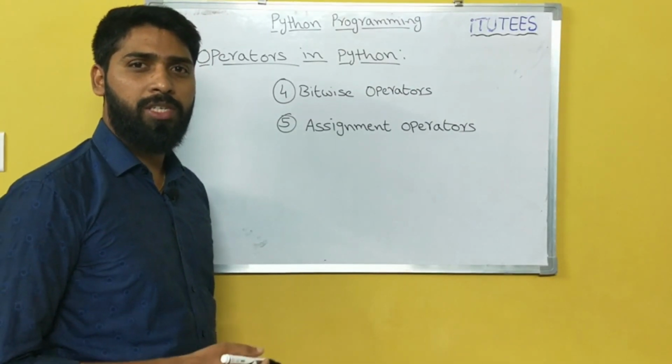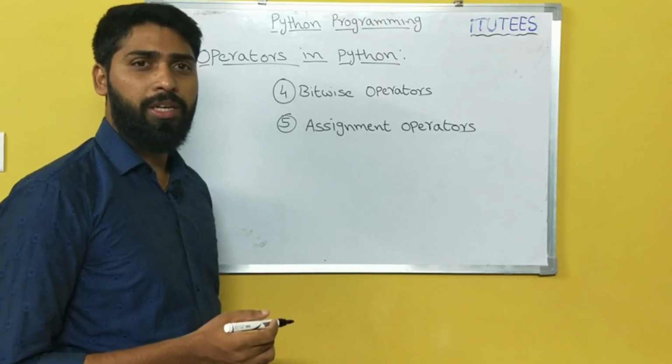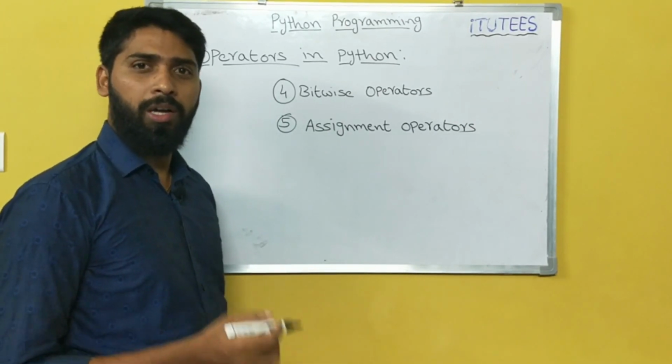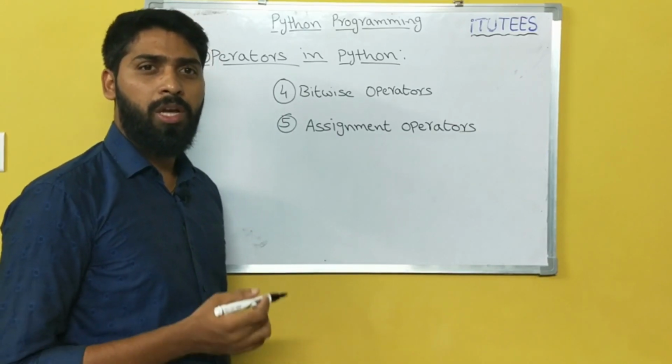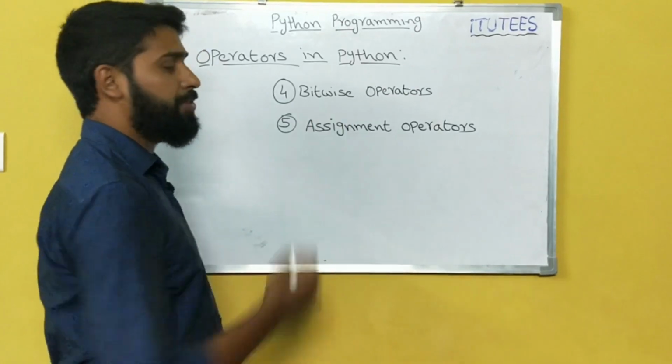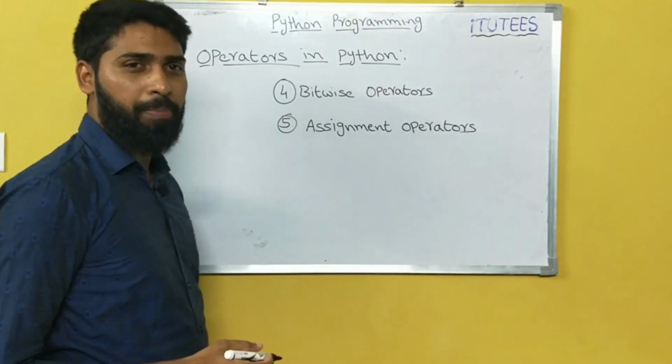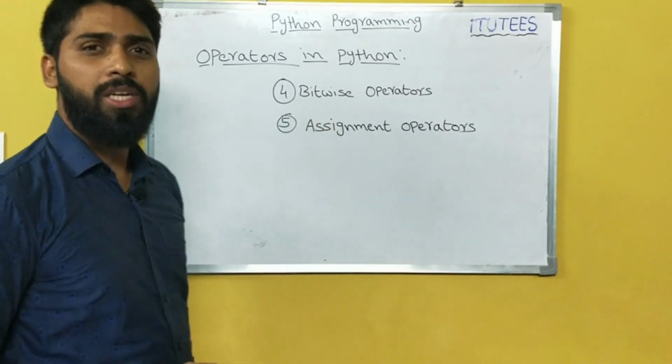In the previous class we discussed operators. In that we completed three operators: arithmetic operators, comparison operators and logical operators. Now we are going to see bitwise operators and assignment operators. First we see bitwise operators.